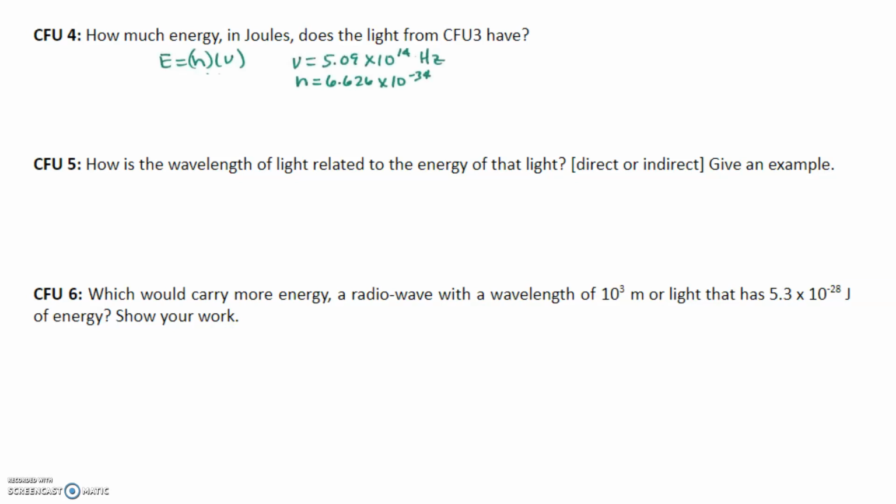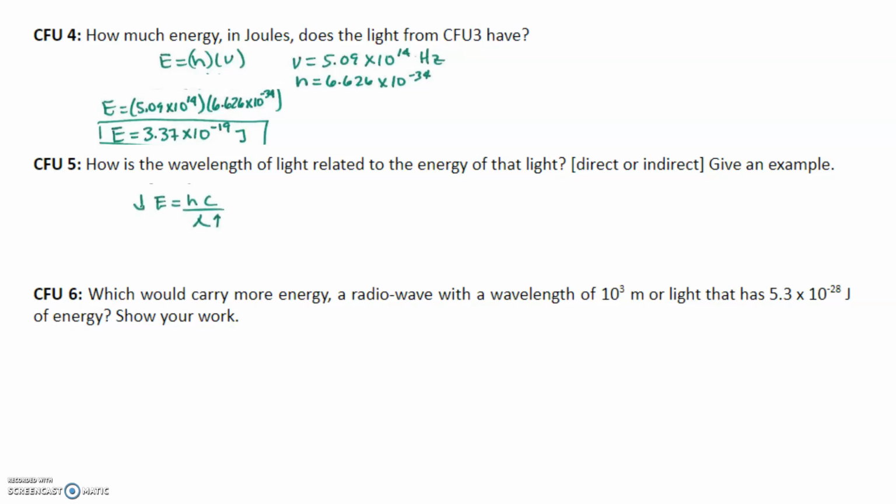In CFU 4, they're asking how much energy in joules the light from CFU 3 has. You return to CFU 3, where your frequency is 5.09 times 10 to the 14 hertz. Planck's constant is 6.626 times 10 to the negative 34. And we just plug that information in to get our energy.